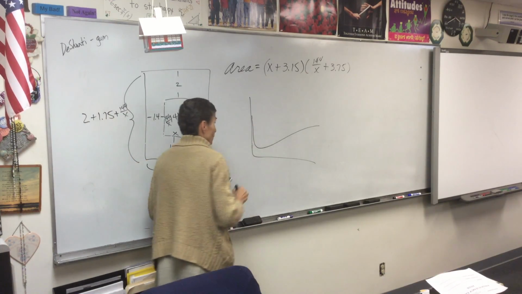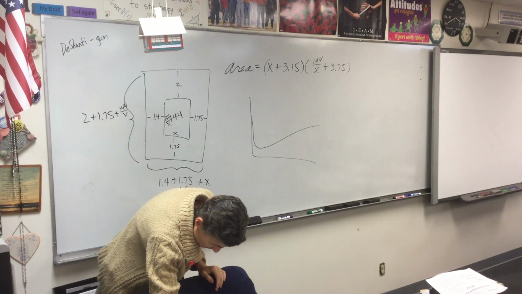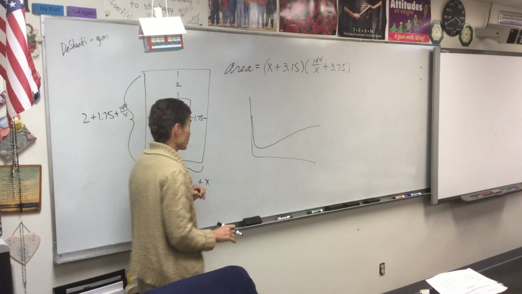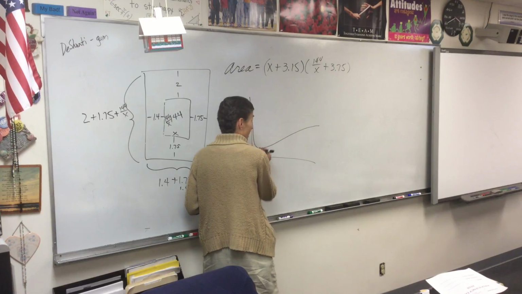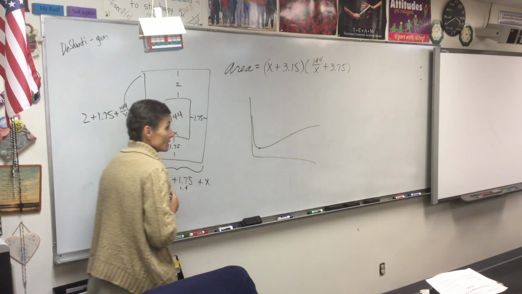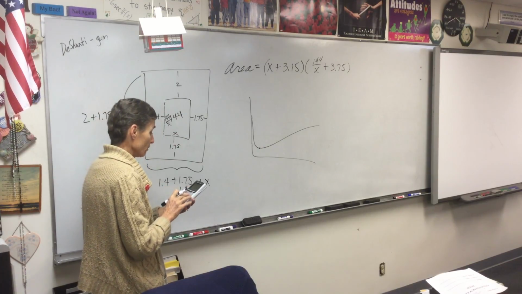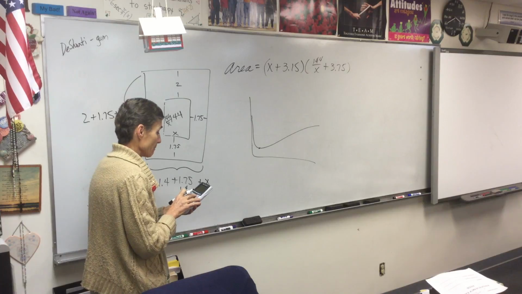Now, what am I looking for? What does the problem say? What am I looking for? Minimum. So that's a good thing, because I don't see the top of the hill, but I do kind of see the bottom of the valley here. So what do I do? Second calc. Go down to minimum. Set my bounds.